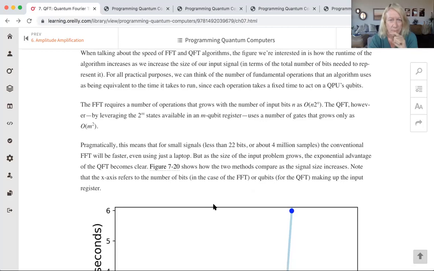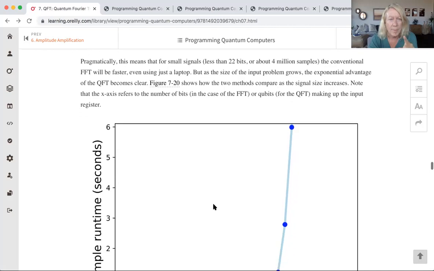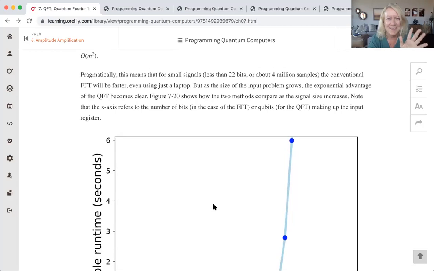The FFT requires a number of operations that grow with the number of input bits. And the formula there, leveraging the 2 to the m states available in the register, it uses a number of gates that grows as the formula there. So pragmatically, finally, the reason I'm here, this means that for small signals, less than 22 bits or 4 million samples, the conventional FFT will be faster even using a laptop. But as the size of the input grows, the exponential advantage of the QFT becomes clear. It shows below how the two methods compare as the size increases.